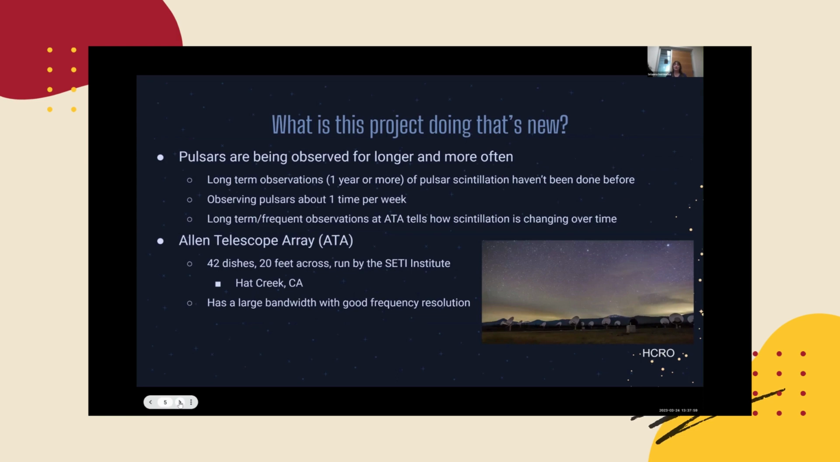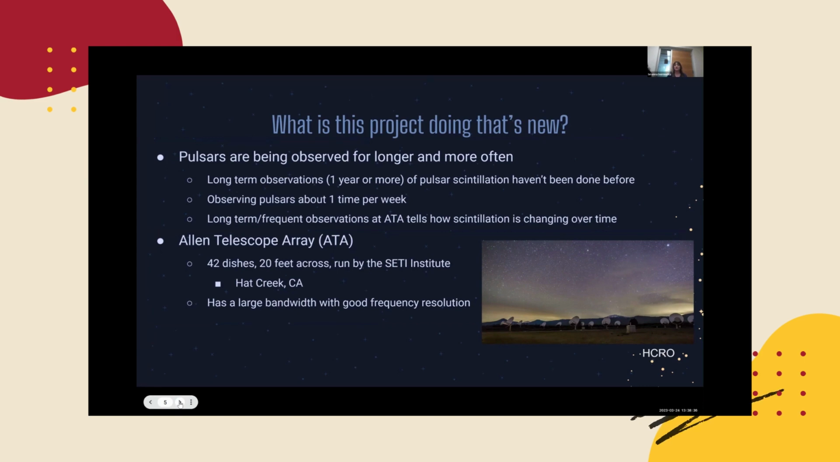So part of the work that we've been doing for the last few months has been with the Allen Telescope Array, which has been taking long-term observations of pulsar scintillation, which has never been done before. In addition to that, we are also observing our pulsars about once a week, which is 2 times as often as previous studies. These long-term and frequent observations of pulsar scintillation are extremely important for projects like NanoGrav. And in fact, we're actually sending our data of pulsar scintillation over to them for them to use in their project. If you take a look to the bottom right of the screen, you'll see a picture of the Allen Telescope Array, which is where we are receiving our data on pulsars.